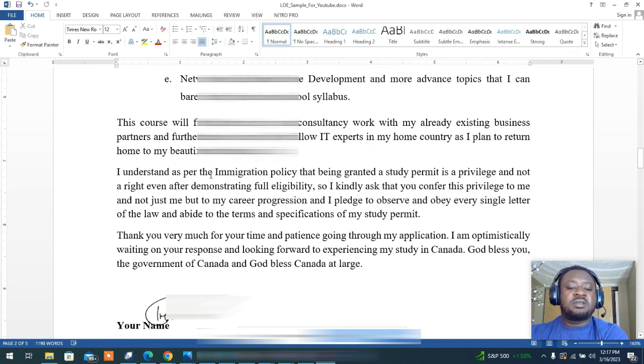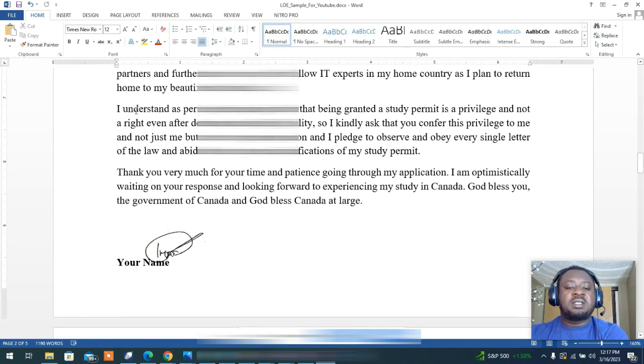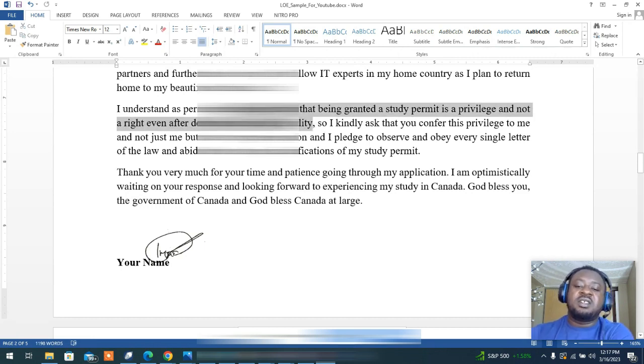I understand, as per the immigration policy, that being granted a student visa is a privilege and not a right, even after demonstrating full eligibility. This statement is very powerful. If you can reconfigure the English, it is good, because it's not a right. Even if you have all the documents, they still reserve the right to deny you. If you are strong enough, you can take them to court.